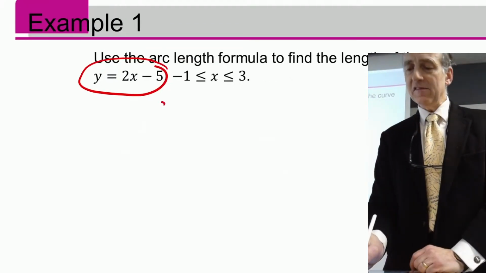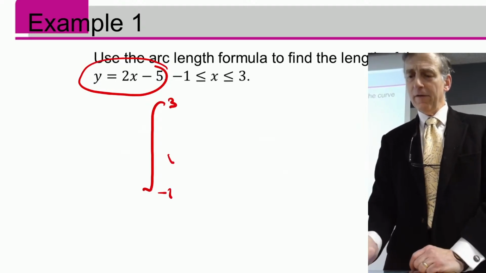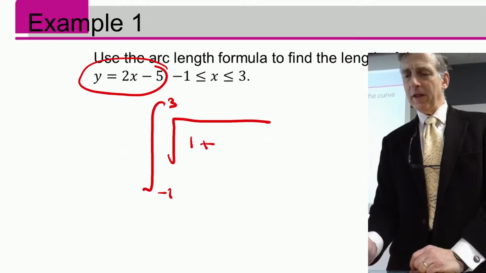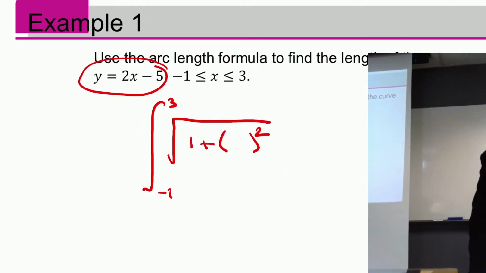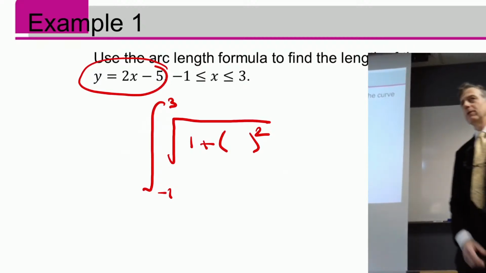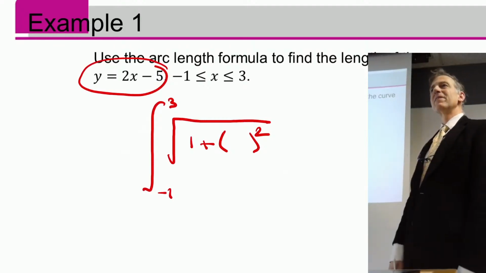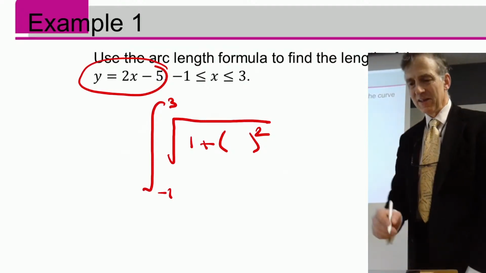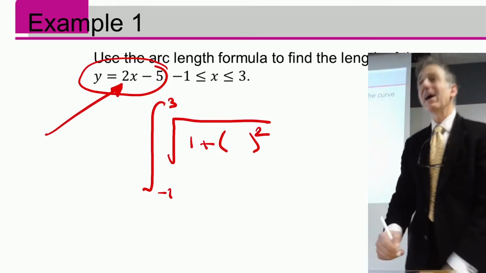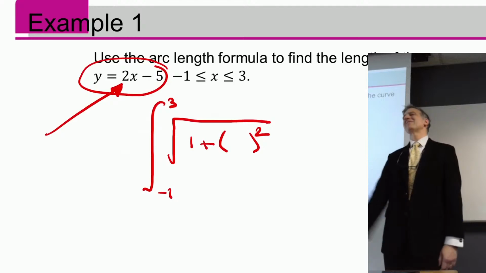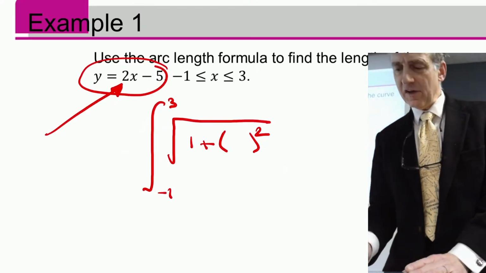So to set this up, we have the integral from -1 to 3 of the square root of 1 plus the derivative squared. So I need someone to do my derivative, and Andrew wants to do it, don't you? Andrew, what's the derivative of that function up there? This one right here. Yeah, just 2. Sorry, I know. Haven't had your coffee, have you? So just 2.